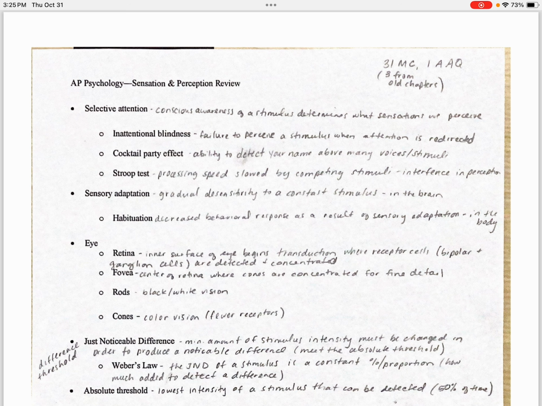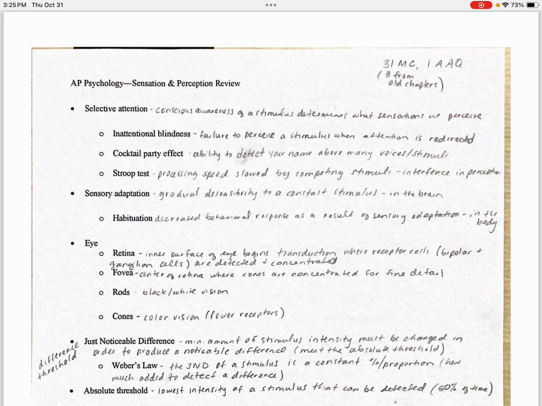Sensory adaptation. This is a gradual desensitivity to a constant stimulus. This happens in the brain. So we talked about going nose blind in the locker room, or you don't really smell your house, or whatever it might be. You don't feel your mouth guard, maybe. This is a gradual desensitivity. Now you're still getting those sensory receptors. You just don't perceive it in your brain the same way you had maybe done right away when it first kind of came at you, if you will.